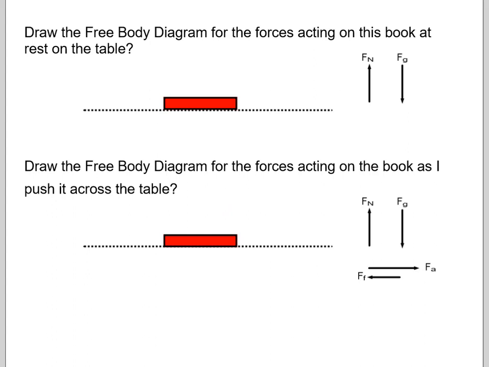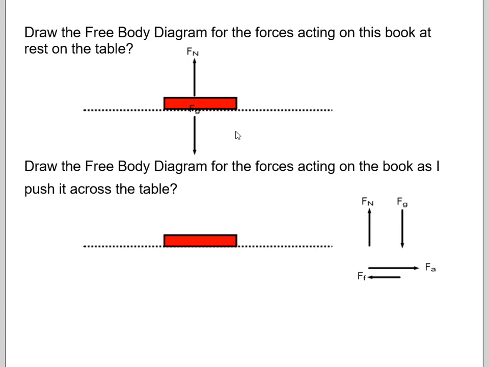Okay, so drawing the free body diagram for the forces acting on the book that's at rest. So I'm just going to drag the forces I have over. I'm going to put my normal force and my gravitational force. Okay, so it looks something like that. Because it's resting on the table, we should see that Fg and Fn are about the same size because the object is not moving up or down, so they have to cancel each other out and balance.